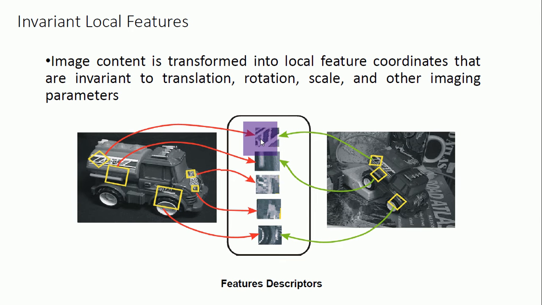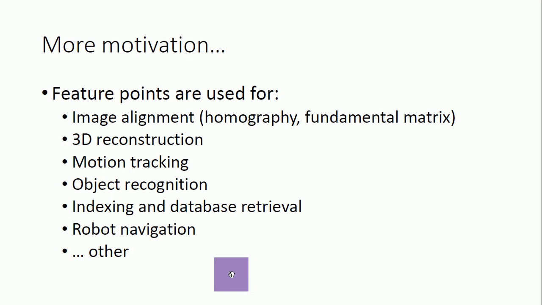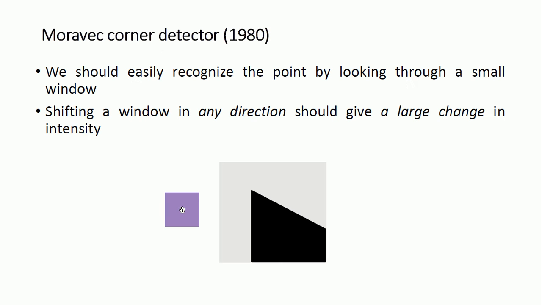Before this lecture, we have to see the Hough transform. The Hough transform's application is the Harris corner detection. In Harris corner detection, the image content is transformed into local feature coordinates that are invariant to translations, rotations, scales, and other imaging parameters. Feature points are used for image alignment, 3D reconstruction, motion tracking, object recognition, indexing and database retrieval, and robot navigation.